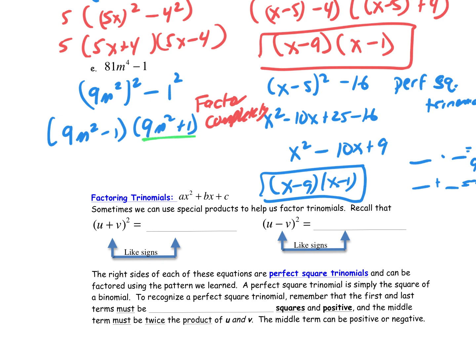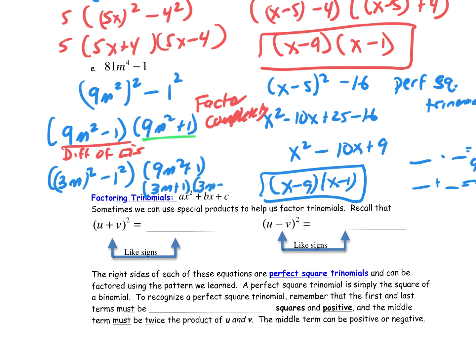So 9m squared plus 1 is the sum of squares. That will not factor, but 9m squared minus 1, this is actually another difference of squares, so we can factor again. So let's continue factoring this. 9m squared minus 1 is 3m squared minus 1 squared. And then we have 9m squared plus 1. And then the difference of squares will factor as 3m plus 1 times 3m minus 1 times 9m squared plus 1.